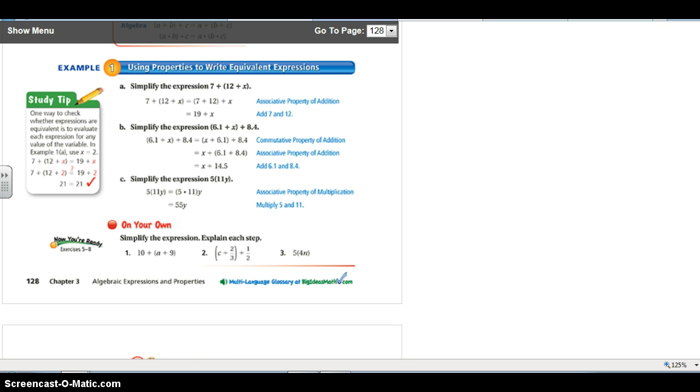All right, take a look at C. That's using multiplication. In multiplication, you have 5 times y times 11, which is in parentheses, and that equals, using the associative property of multiplication, 5 times 11 in parentheses and y on the outside. So if you simplify it, it simplifies to 55y.